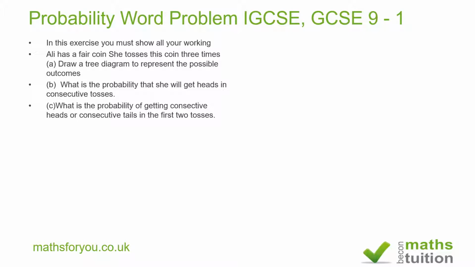Now C is very similar to B. And this question carries 5 marks out of 80. Now let's see how it goes on.